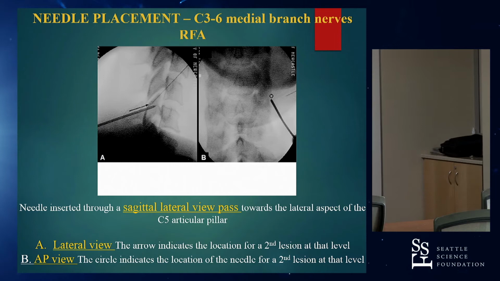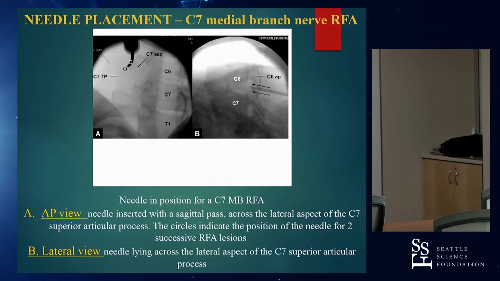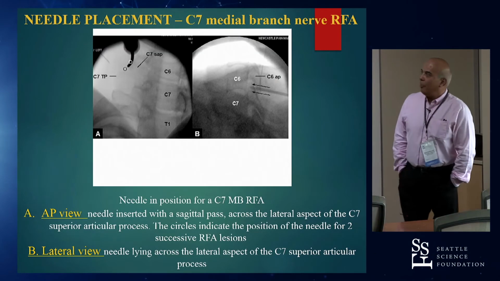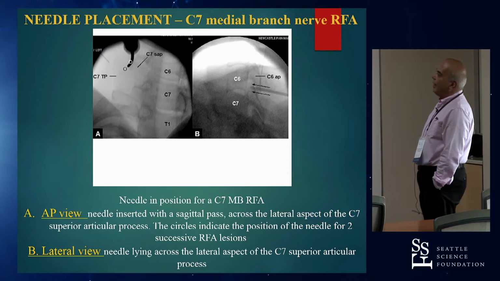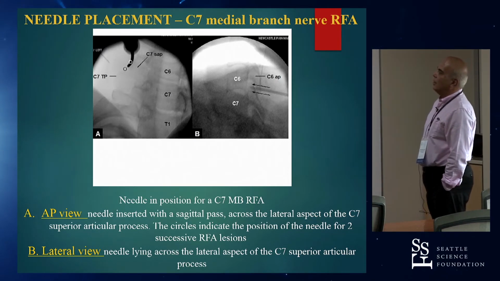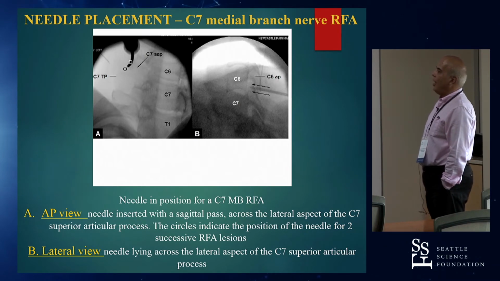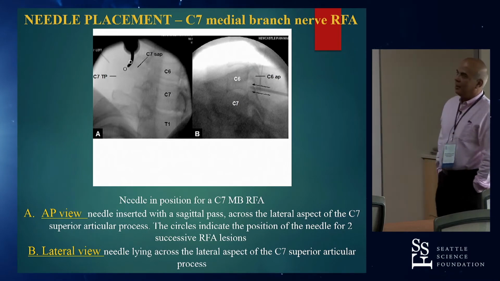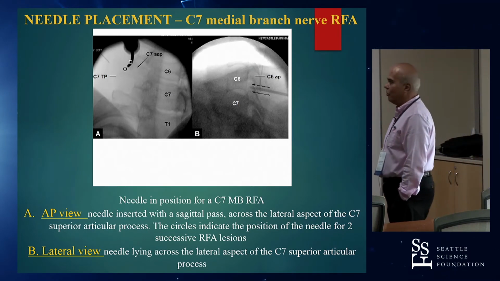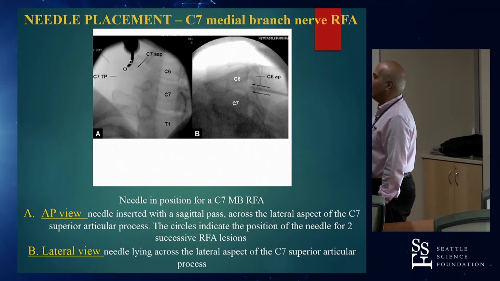These are pictures of the tip of a needle placed for a C7 medial branch RFA. You have image A. You insert the needle via a sagittal pass, meaning using a lateral view across the lateral aspect of the C7 superior articular process. And again, the circle indicates another location for a second lesion at that particular level.